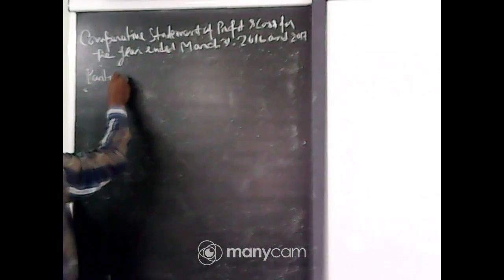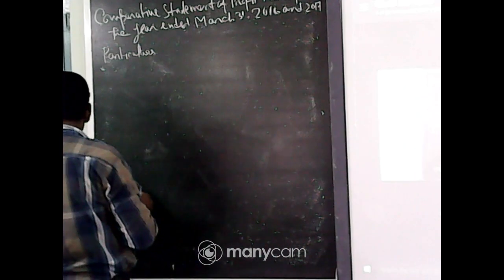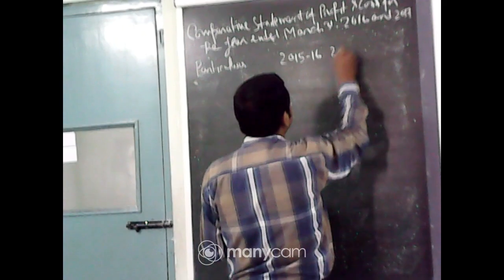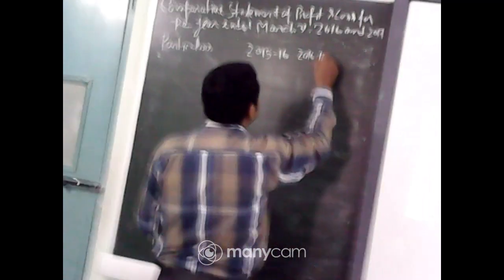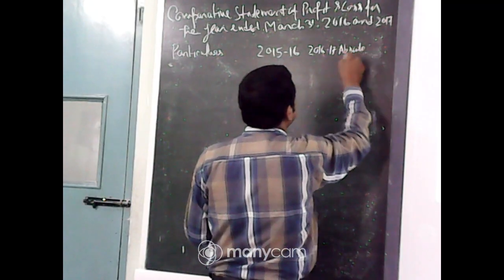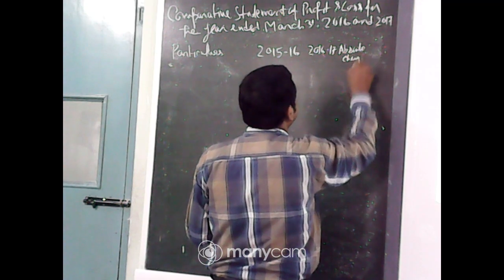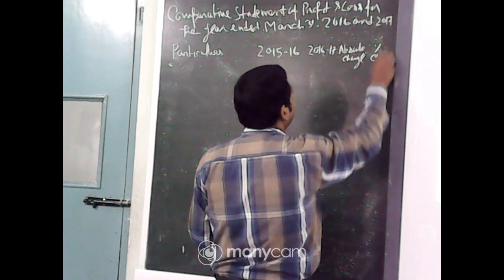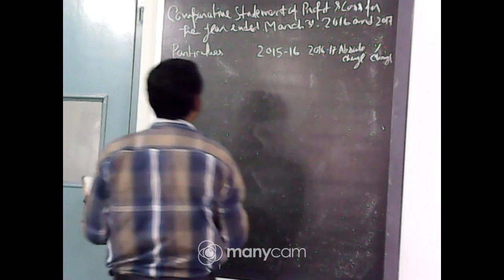Now you know the format. First there is particulars. Here we do not need any note to accounts. Now first you have to write the previous year, that is 2015-16, and then the current year, that is 2016-17, then absolute change, then percentage change. Okay, now we will see what is absolute change and what is percentage change.